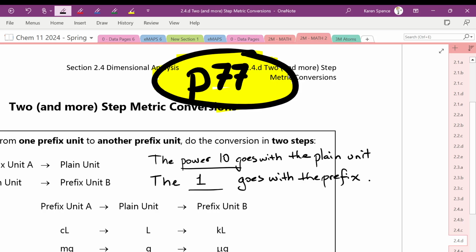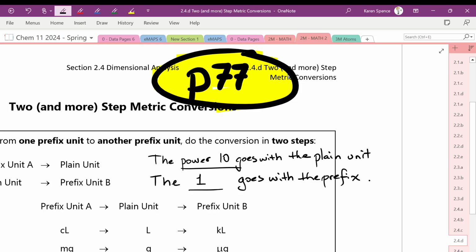The 1 goes with the prefix. The 1 goes with the prefix. The 1 goes with the prefix. Everyone, the 1 goes with the prefix.